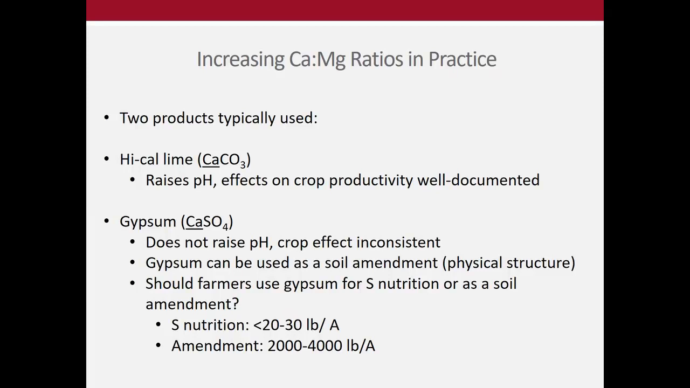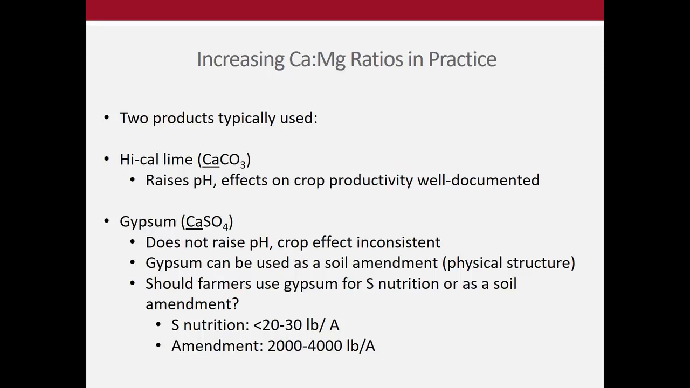Increasing calcium-magnesium ratios in practice. When we talk to farmers, we talk to crop consultants, this should be no surprise to most folks in this room. How do we increase calcium saturation? We do 2 things. We either add lime or we add gypsum. Thank you. Gypsum. So lime, and often not just any lime, not dolomite, but typically we specify a high calcium lime, very low magnesium lime, to actually try to bump those saturations.